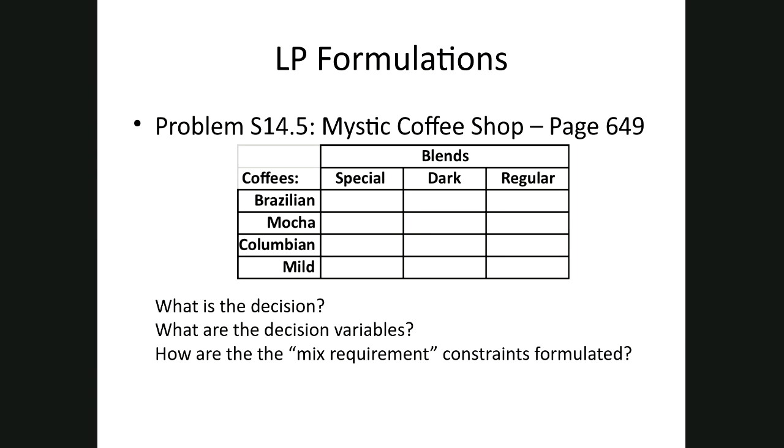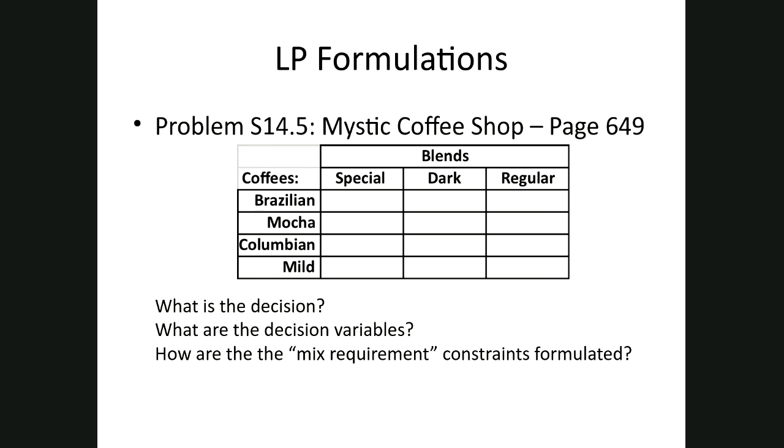Then it goes through and describes how much it costs for each of the 4 coffees. Brazilian is $2 a pound, mocha $2.75, Colombian $2.90, and mild is $1.70 per pound. And what it says, it sells the Special for $6.50 a pound, the Dark for $5.25 a pound, and the regular blend for $3.75 a pound. And then it says the shop has 110 pounds of Brazilian, 70 of mocha, 80 of Colombian, and 150 pounds of mild coffee each week. And the shop wants to maximize profit. So how do we formulate and solve this problem?